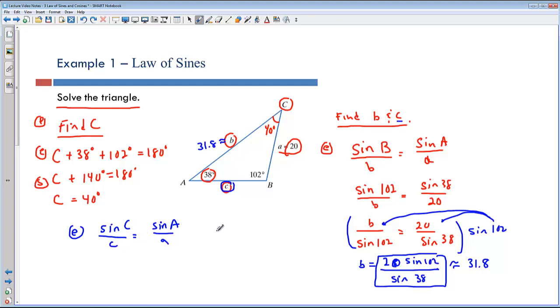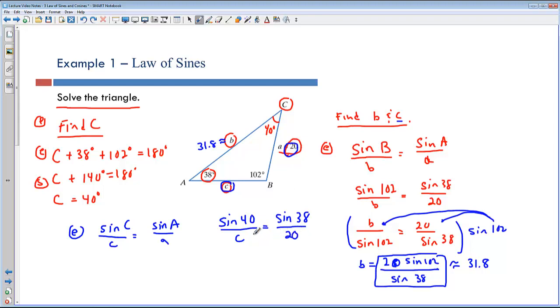And it's really, again, just a plug and chug. So let's just plug in. So the angle C is 40 degrees. So you have the sine of 40 divided by little c, which is what we're looking for. And on the right-hand side, we have the sine of angle A, and angle A is 38 degrees, and then divided by the side A, which is 20.